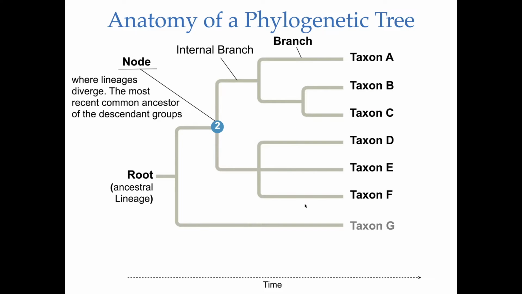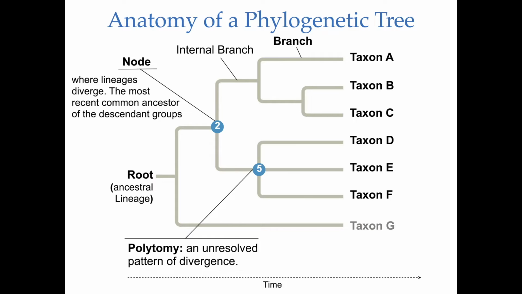Is it different from the root? Yes, because the root is the common ancestor of the whole tree, all the taxa that are represented here. Most of the nodes branch off into 2 branches, like we have here, here, and here.